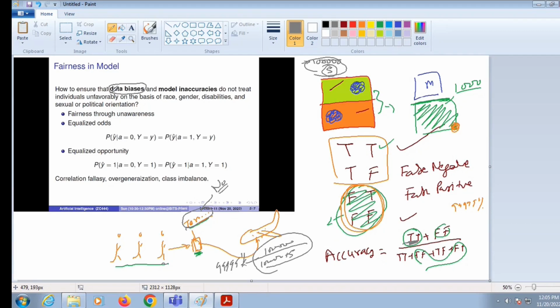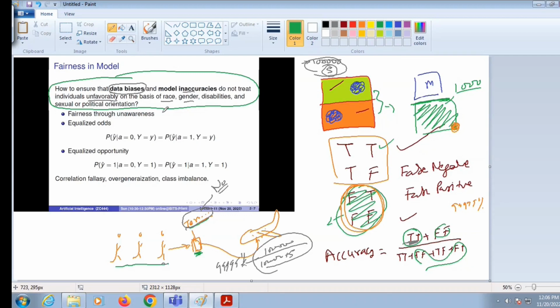Okay. So how do we tackle this? With data biases and model inaccuracies such as these, it may be possible that you treat people unfavorably based on race, gender, disability, and different kinds of orientations. So what is the way to solve this issue? If this is a problem, how can you solve the fairness issue?